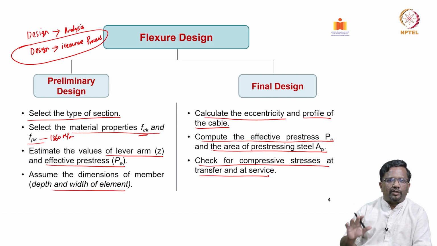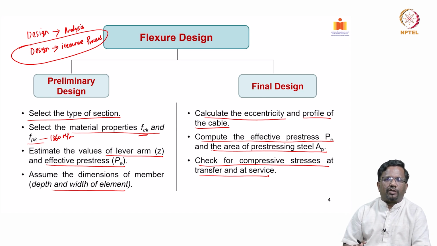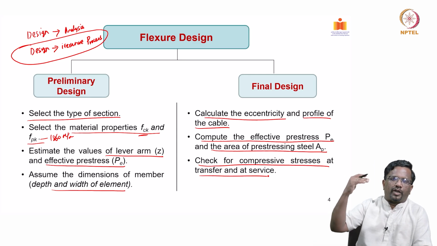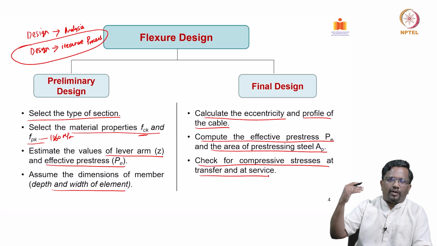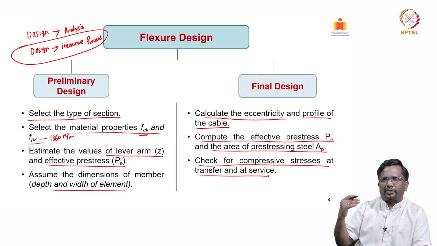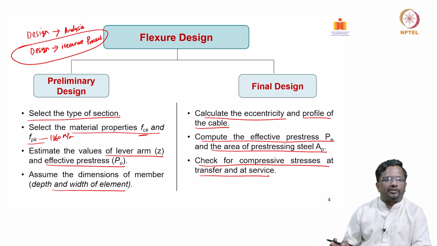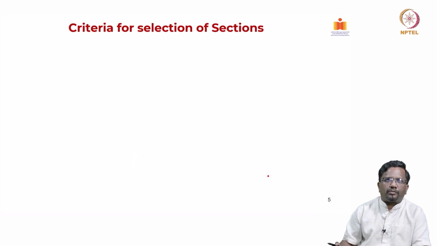In preliminary design, we broadly come up with the dimensions of the cross section and the amount of pre-stressing, or the area of pre-stressing steel. In the next step, we should also calculate exactly the eccentricity of the pre-stressing cable. And then finally we check whether the assumed section is satisfying all the stress limits.